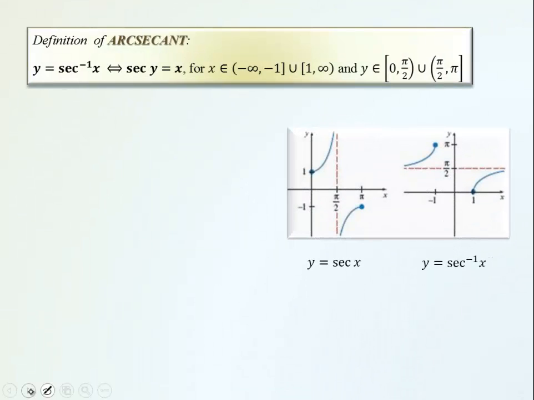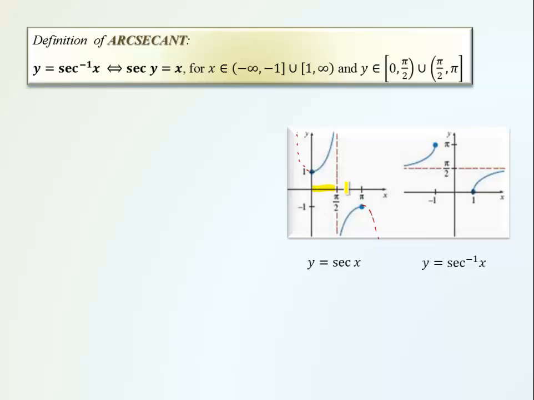The next function is arcsecant. So let's recall the secant shape. Normally it was like this, and the repetition every 2 pi. Again, we need to pick a section of secant that is 1 to 1, and the section that is suggested by our textbook is from 0 to pi, except for pi half.